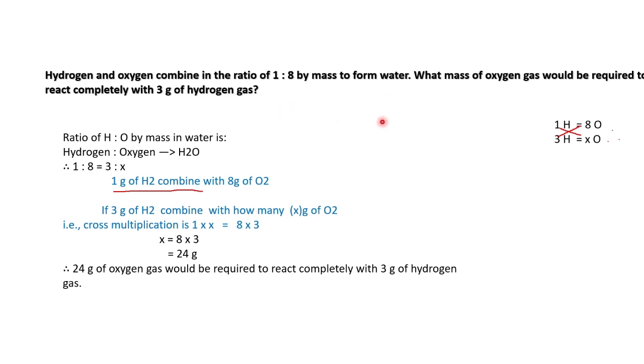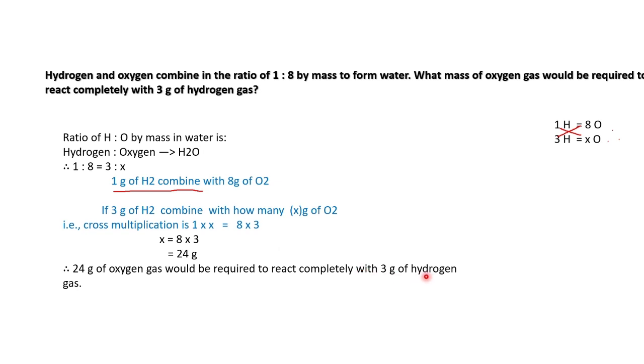That is the question. So we are writing 1 part of hydrogen and 8 parts of oxygen, and if we take 3 parts of hydrogen, we have yet to find this. So we are cross multiplying. So 1x is equal to 24. So 24 grams of oxygen will be needed to react with the 3 grams of hydrogen.